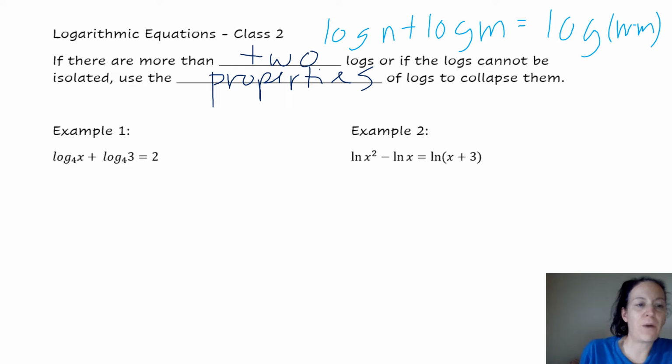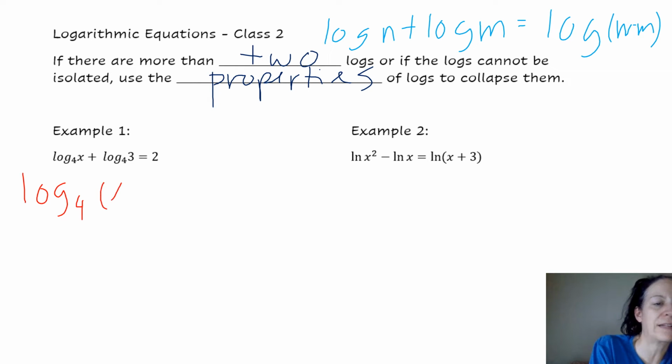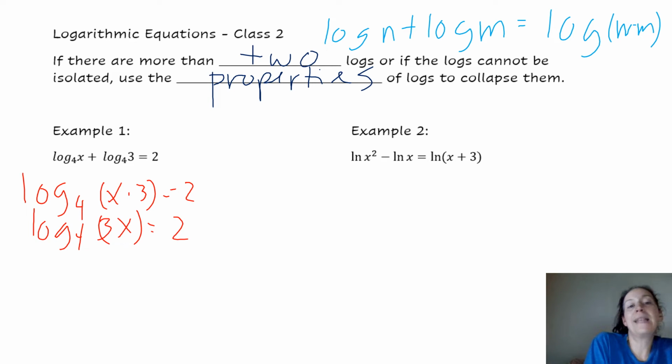So in this problem, I could write it as log base 4 of x times 3, which is a tiny bit uncomfortable. So let's write it as 3x, like so. And that's equal to 2. And now what I've done is I've used the properties of logs to write it like we had it in the last lesson, which is 1 logarithm.